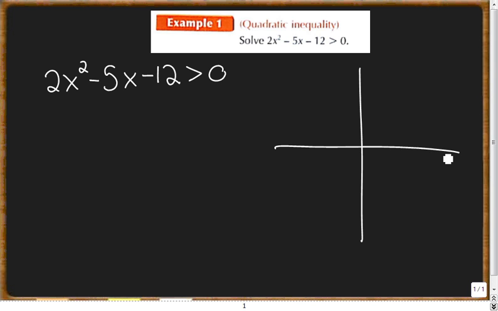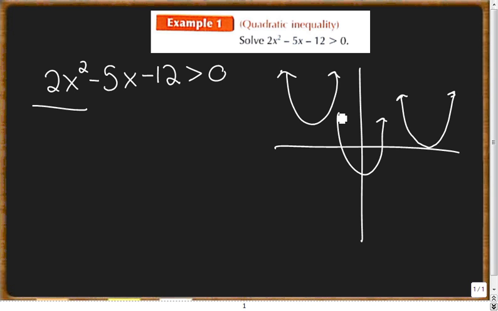Well, this equation here is a positive 2x squared, which means that we know that our graph is going to be facing up. It's a parabola facing up. So three things are possible. Either one, it never intersects the x-axis at all. Two, it intersects at one place only. Or three, it intersects at two.